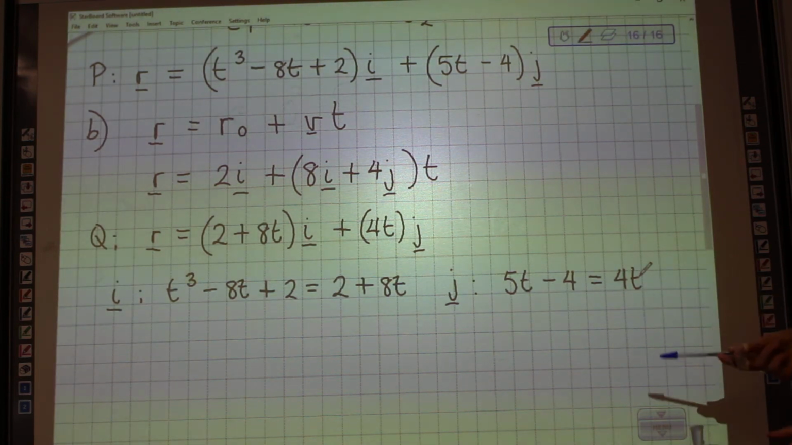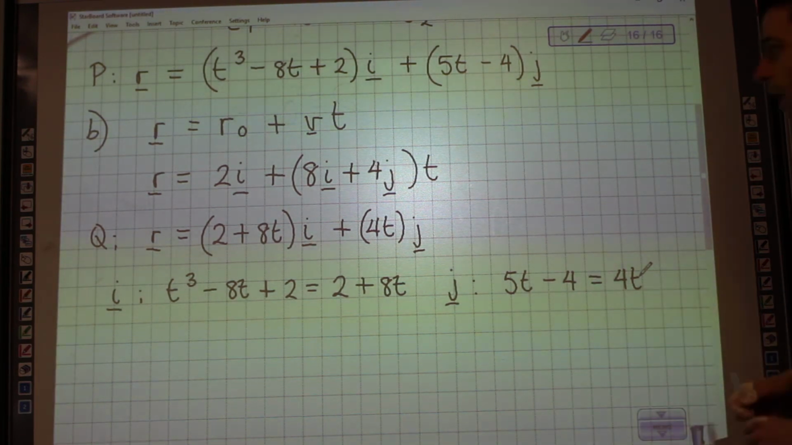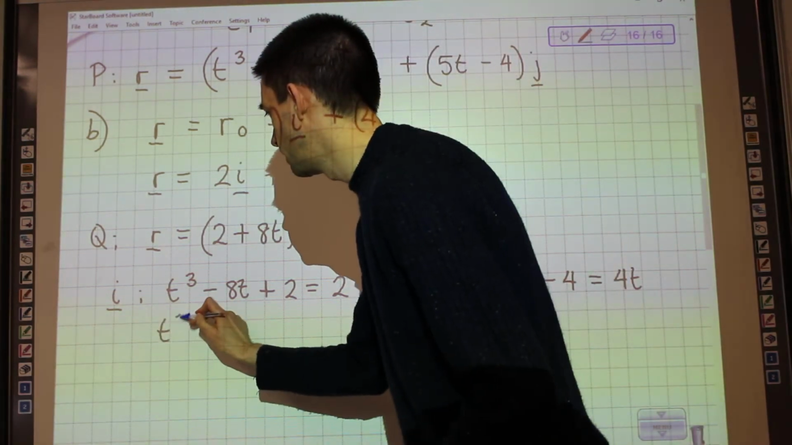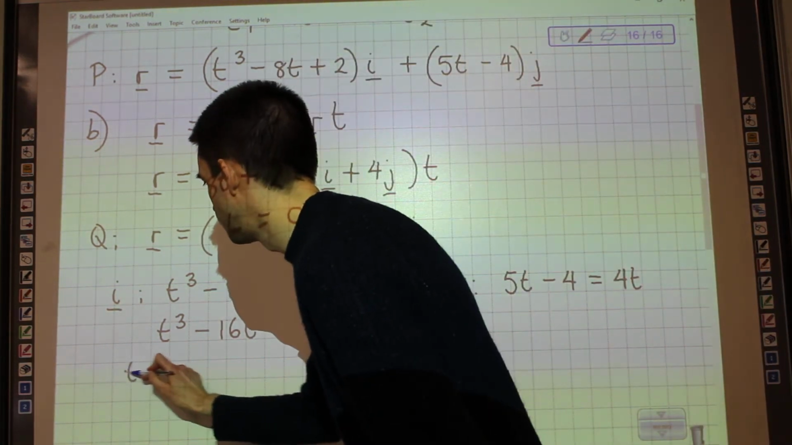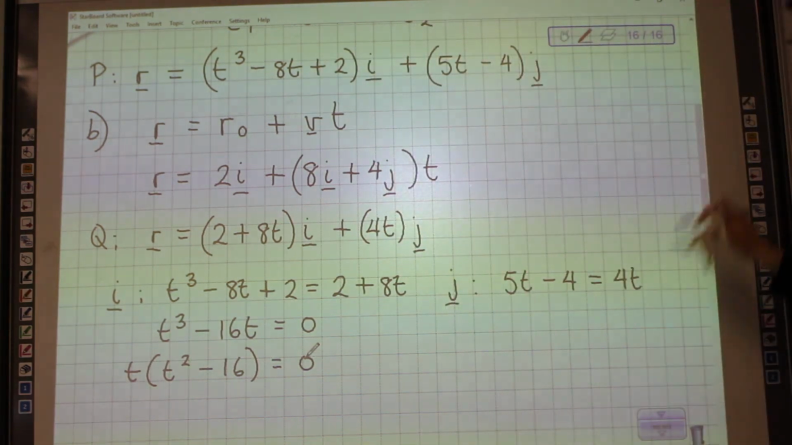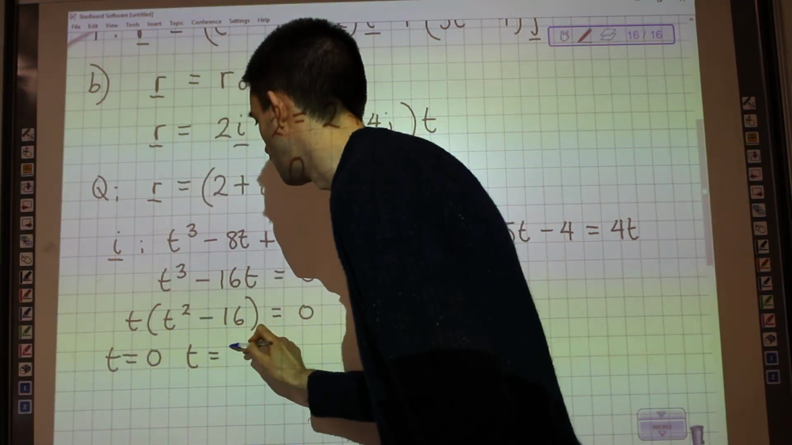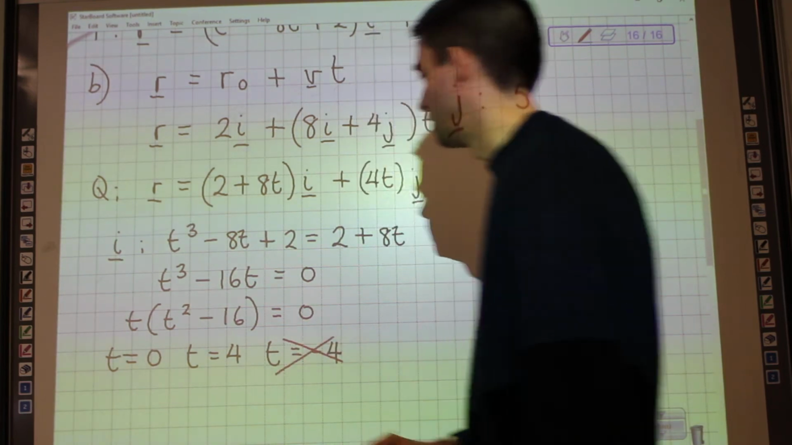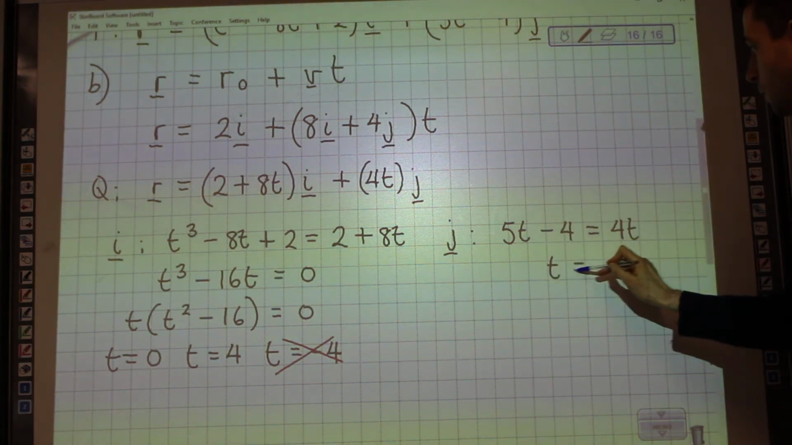Now, two options here. I could solve one and sub in, or actually these ones look okay. So what I'm going to do with the one on the left hand side, I'm going to subtract the 2 and subtract the 8t to make this equal 0. So I'm going to get t cubed minus 16t equals 0. Factorise out t, which gives me t squared minus 16 equals 0, which actually gives me 3 solutions. t is 0, t is 4, and t is negative 4. I can obviously ignore t is negative 4 as being negative for time. Now if I solve over here, I get that t equals 4.